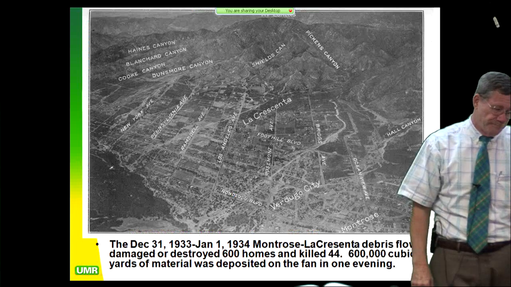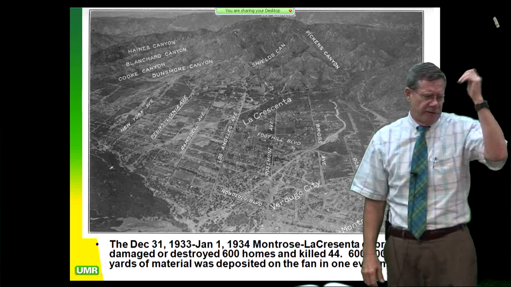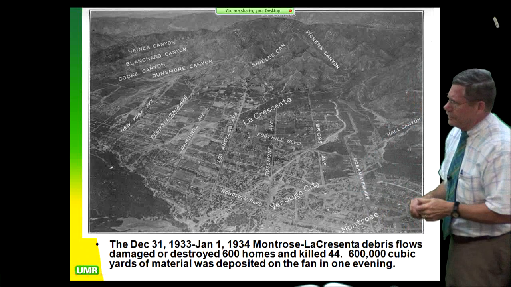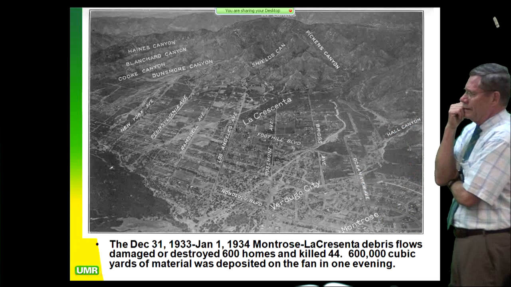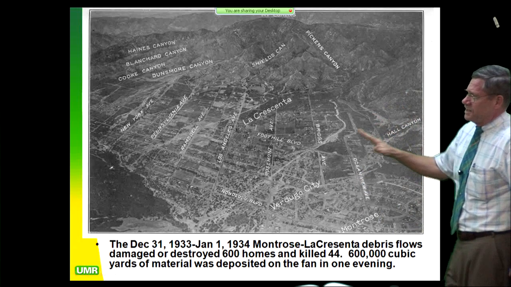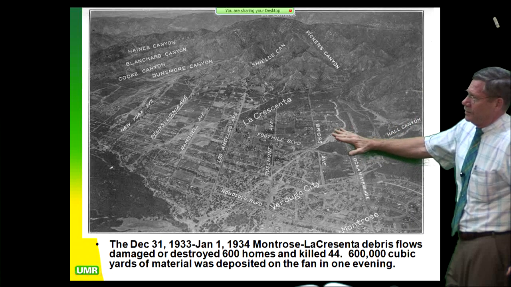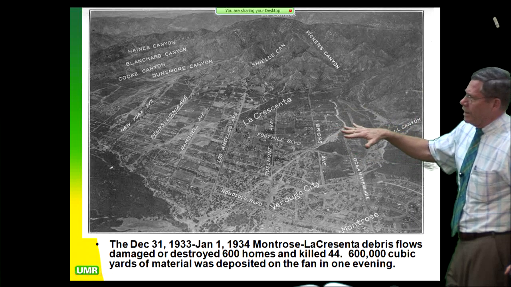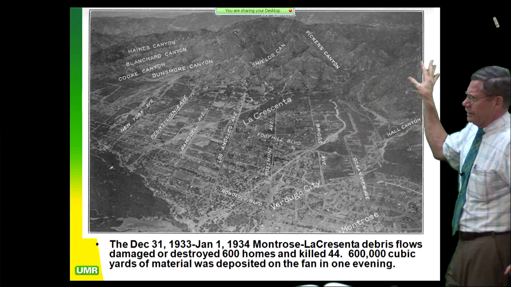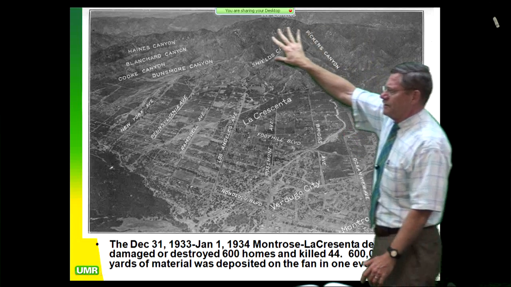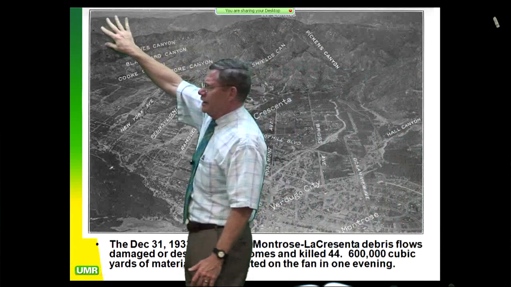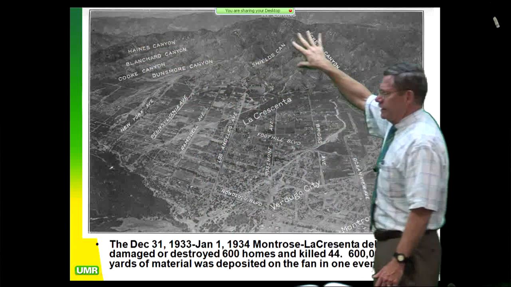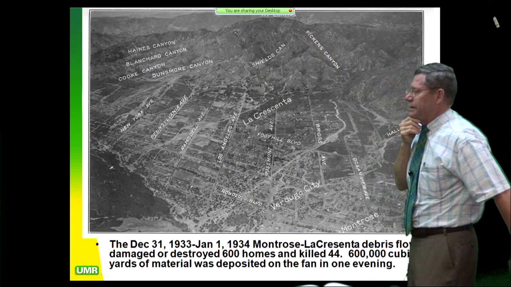And here's one that triggered some federal legislation. It was the New Year's Eve 1934 storm in Montrose La Crescenta. Now, this is the same area that had a whole bunch of problems last spring because they had a big series of fires. Largest fire in Southern California history came in here and burned this area off in the late summer of 2009.